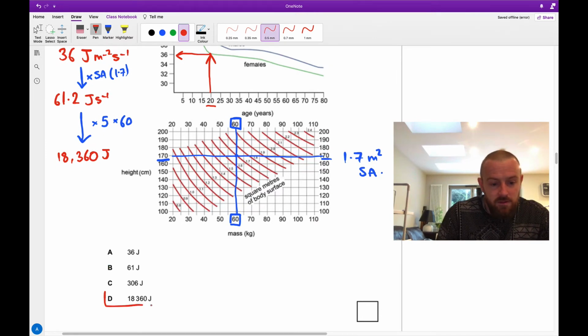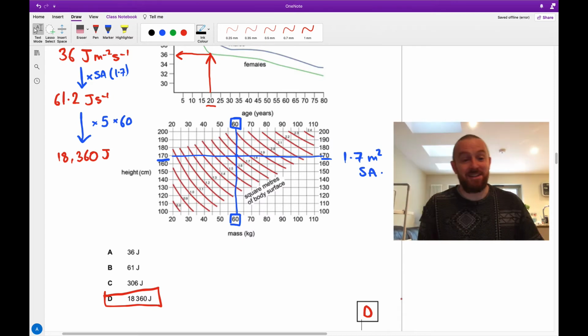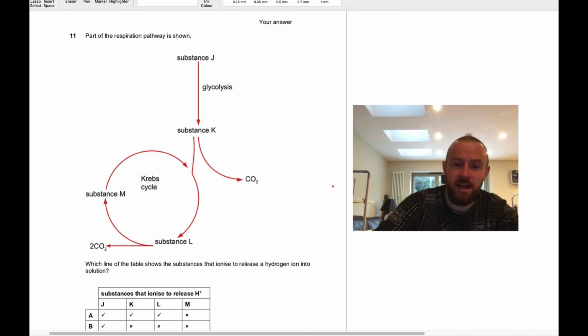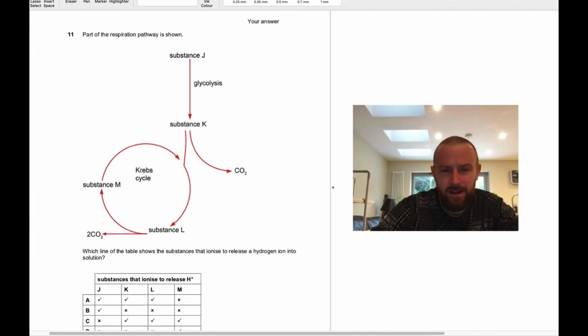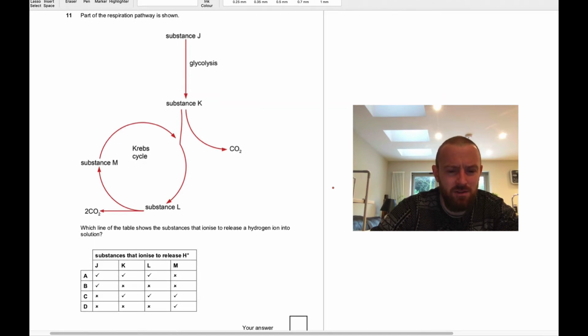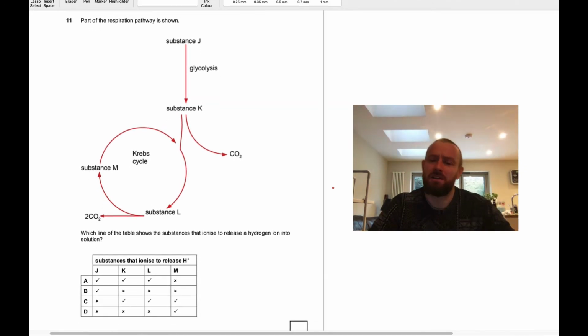The answer is D. That's one of the hardest 1-mark questions I've ever seen. So well done if you got the answer. Okay, let's move on. Question 11 now. This is a tricky one again, and it's kind of an interesting question. I'm almost not sure if this really should be on the syllabus. From my reading of the specification, it seems a bit tough, but here we go.